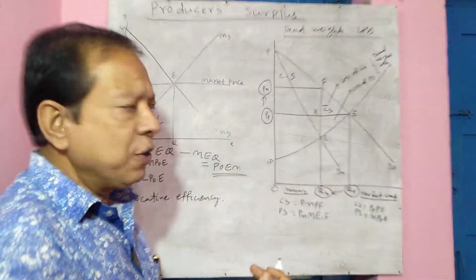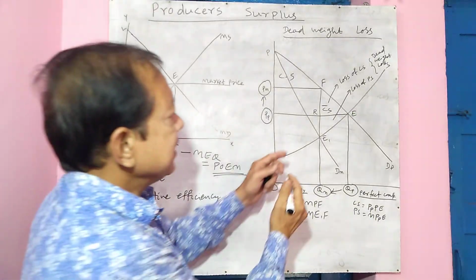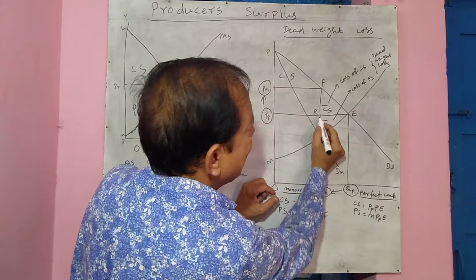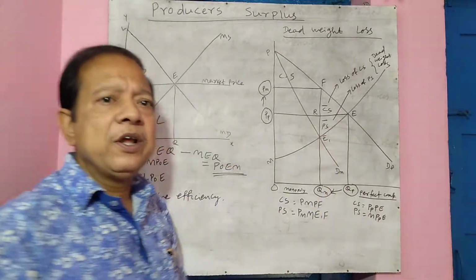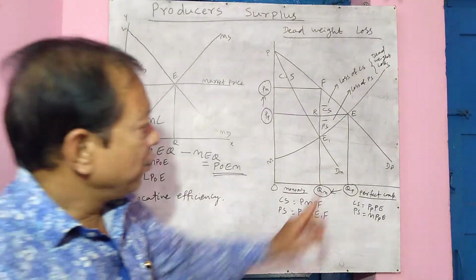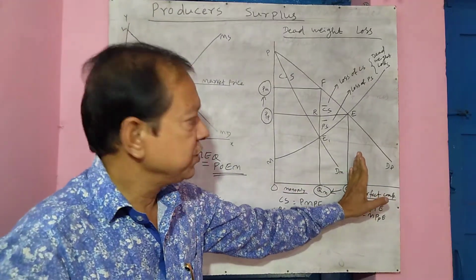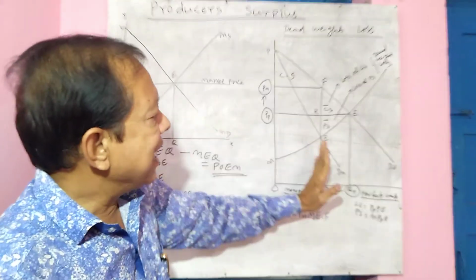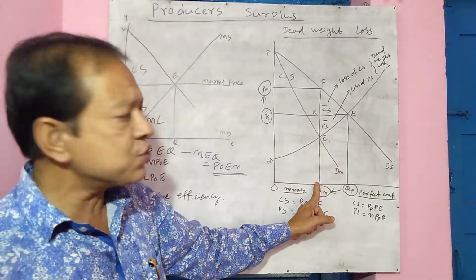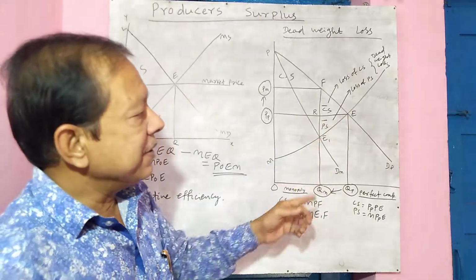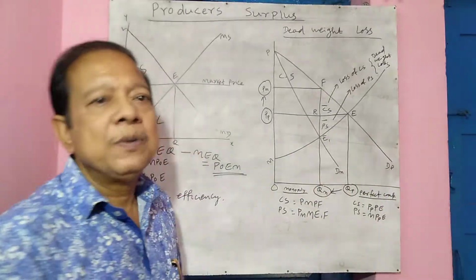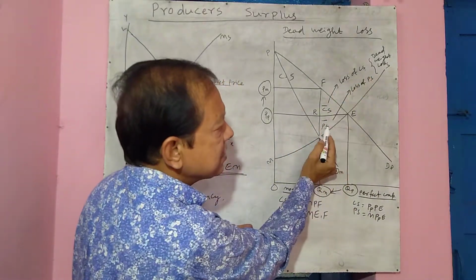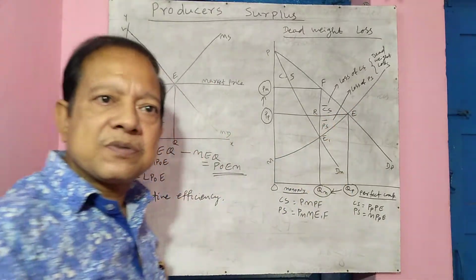Previously, under perfect competition, this triangle E1RE was part of the producer surplus when this much amount was produced. But now, as less is produced, this area is left out from the producer surplus. Therefore, we can say this is the loss of consumer surplus, and this is the loss of producer surplus.